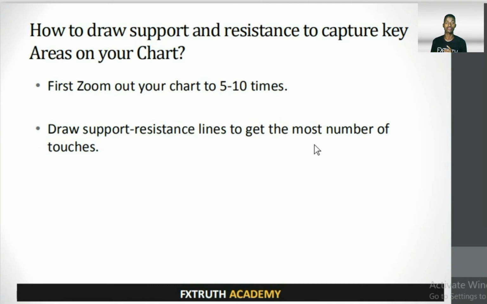So first thing you're going to look out for is you have to first zoom your charts 5 to 10 times depending on your screen size. Like mine, my screen size is not that big, so I'm going to be zooming it 3 to 4 times. The next thing you're going to do, you're going to be drawing support and resistance lines to get the most number of touches. So with this said and done, let's get back to the market.